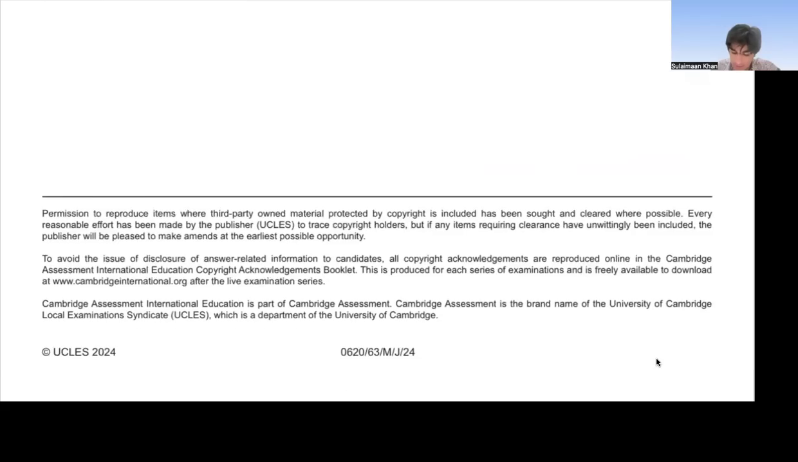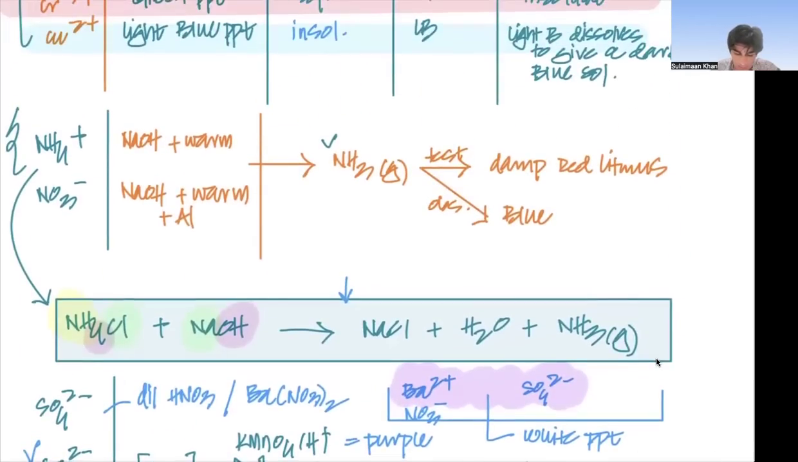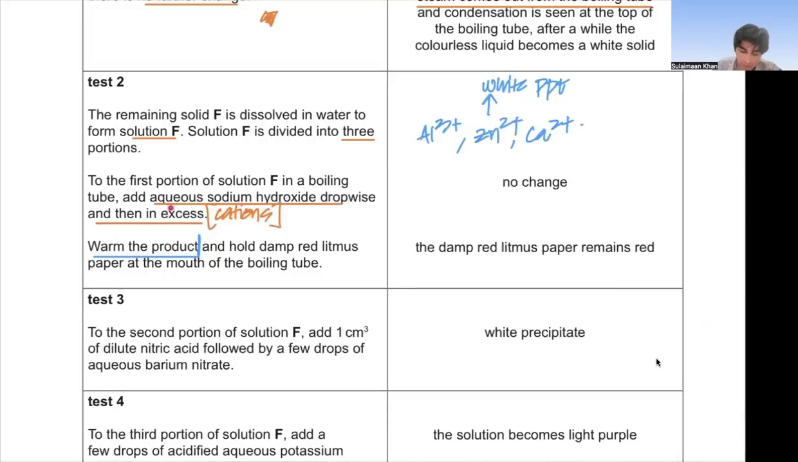And I've written it even here: sodium hydroxide and warm. So students just don't focus on the question. He added sodium hydroxide, nothing happened. But now when he's warming it and he's holding the red litmus paper, what is he testing for? He's testing for the ammonium ion. That's what he's testing for now.